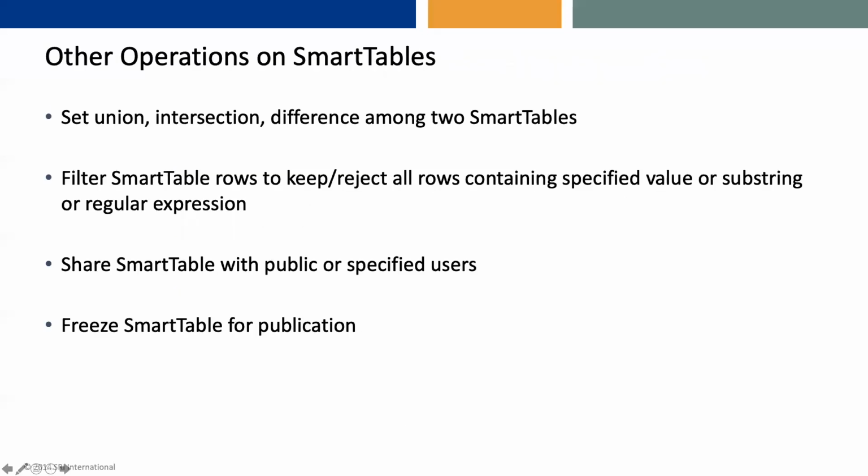Other operations, because as I said, a smart table is basically a set of similar entities, is you can perform union, intersection, difference among two smart tables, and that will be operating on a list of objects in the left-hand column. You can also filter them to remove things or share them or freeze them. Freezing is a way to basically say, no one can modify the smart table anymore. It's going to be published, and we want it frozen as a URL that can be submitted in the publication.